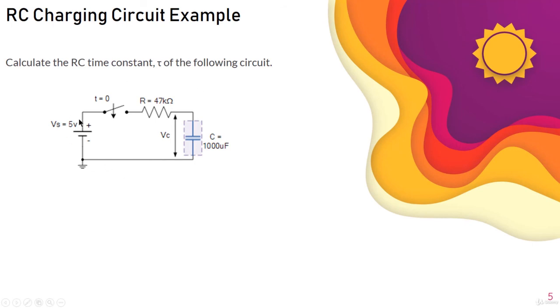Here's an exercise for you. We have this circuit here, and it says to find the RC time constant. The time constant, as we know, is equal to R times C. So 47 kilohms times 1000 microfarads is equal to 47 seconds. This means that in 47 seconds, the capacitor will be charged to 63% of the input voltage, and it will take 5 time constants to fully charge.